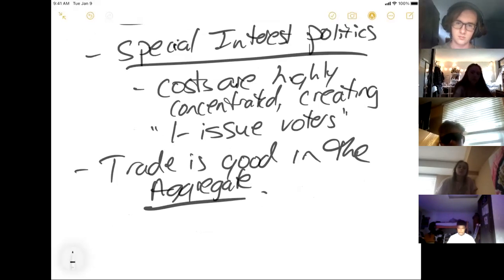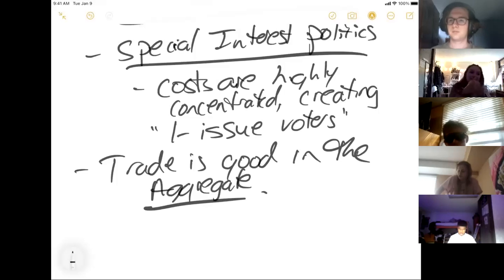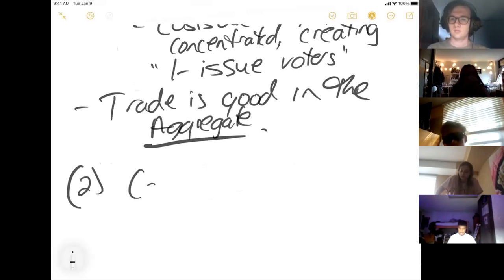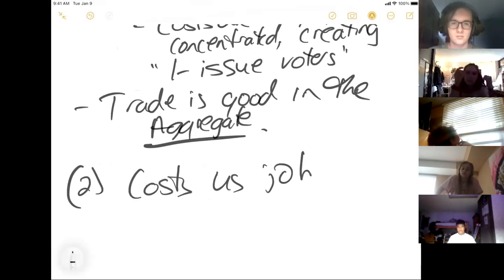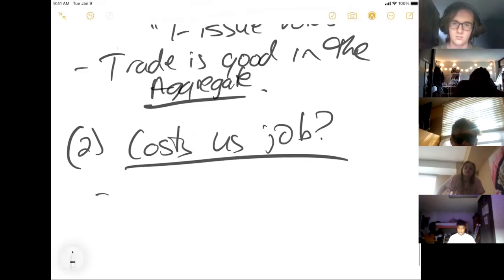What are some of the other arguments that you hear against trade? Come on, I know you guys have sat around the dinner table and heard some family members complaining. Yeah, Sunny says the loss of jobs, right? It costs us jobs. But once again, this goes back to the issue we just talked about.